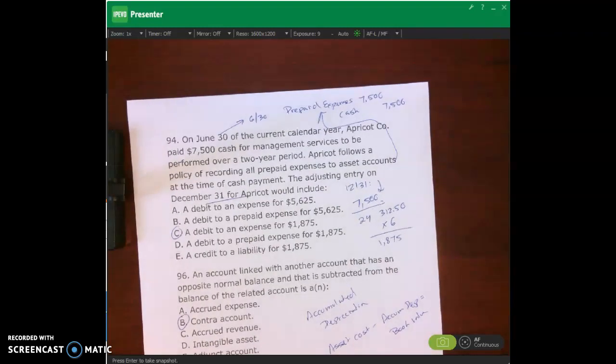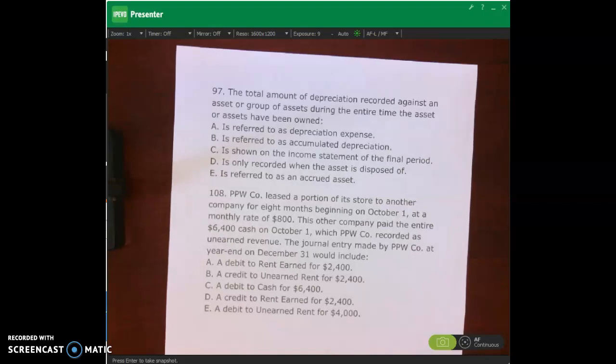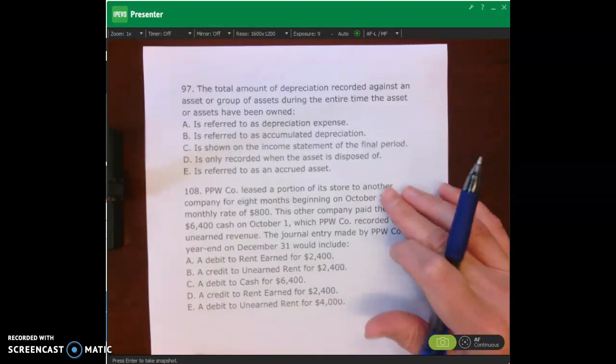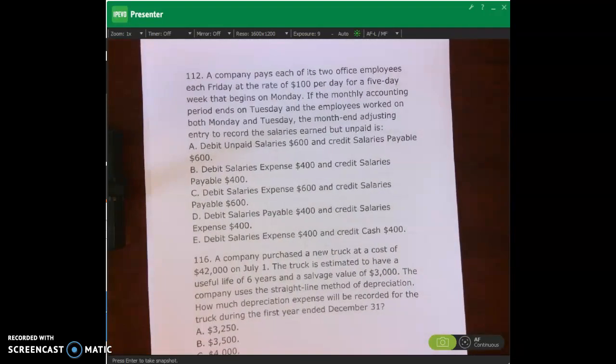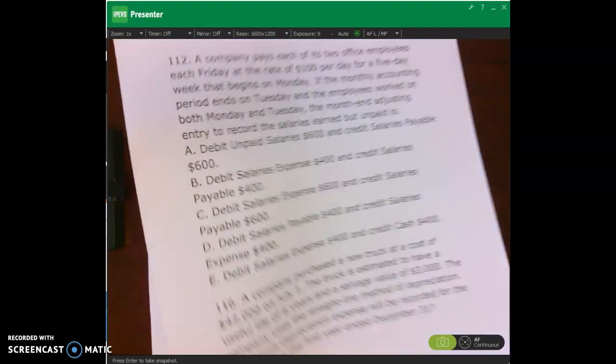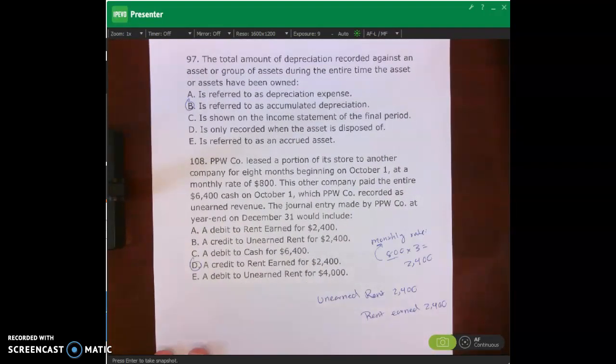So what I want you to do now is, looking at these pages, I want you to pause the lecture video and do number 97 and number 108 right over here. And then I want you to do 112 and 116. And then come back and let's check it. Okay? Okay, hello and welcome back.